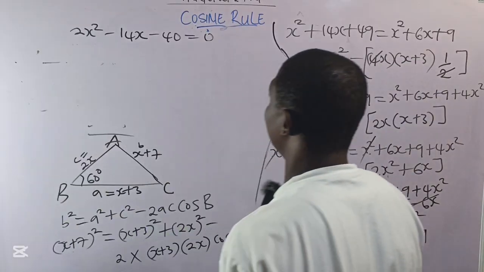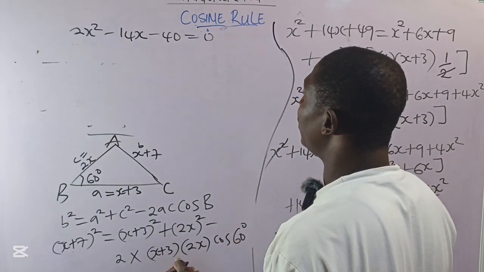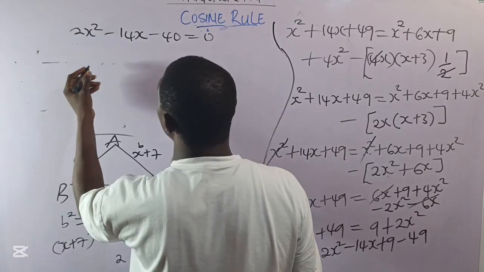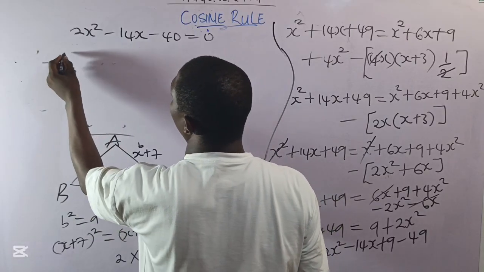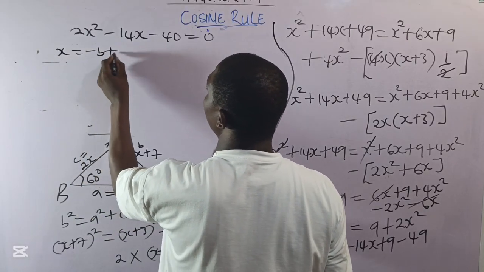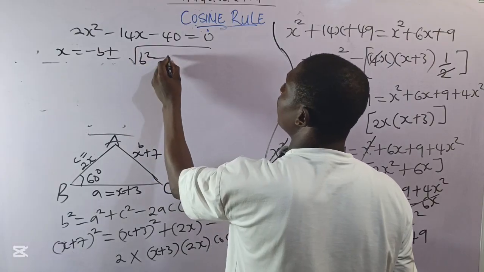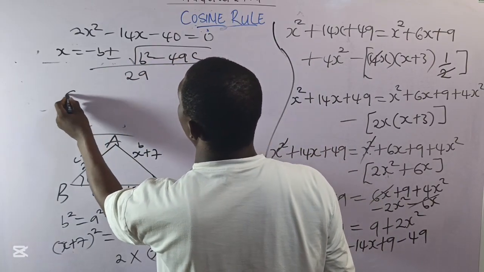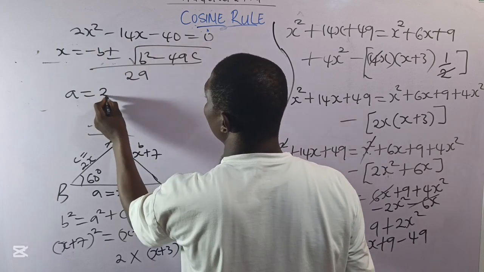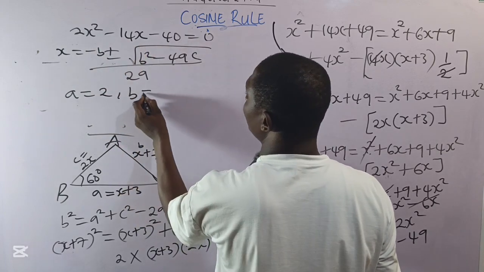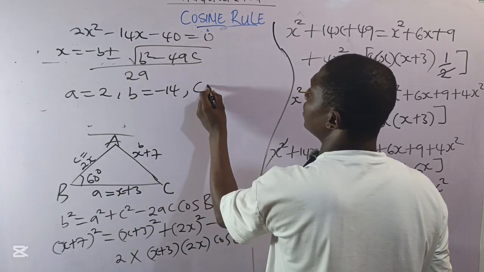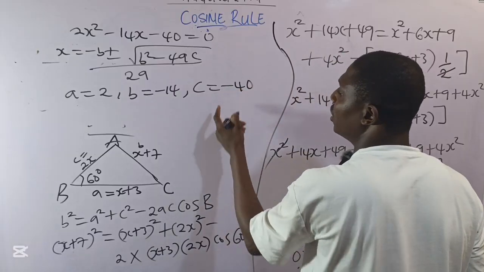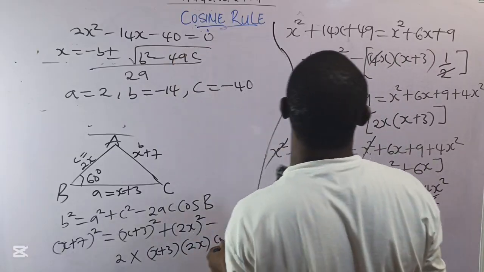I don't want to stress myself if it's an examination, because I don't know if it can be factorized or not. So I can simply use the quadratic formula, and s therefore will be equal to minus b plus or minus the square root of b squared minus 4ac, all divided by 2a. My a here is the coefficient of s squared, which is 2. My b is the coefficient of s, which is minus 14. And my c is the constant, which is minus 40. Do not forget to add your negative sign.